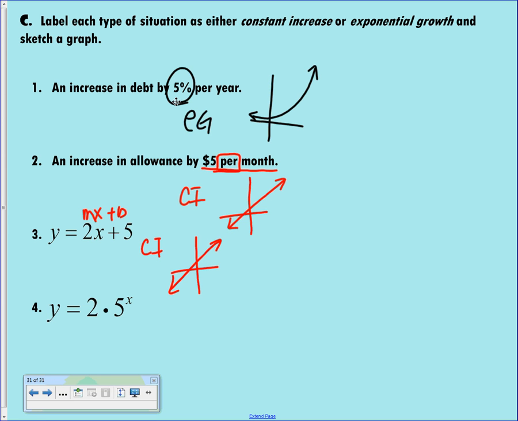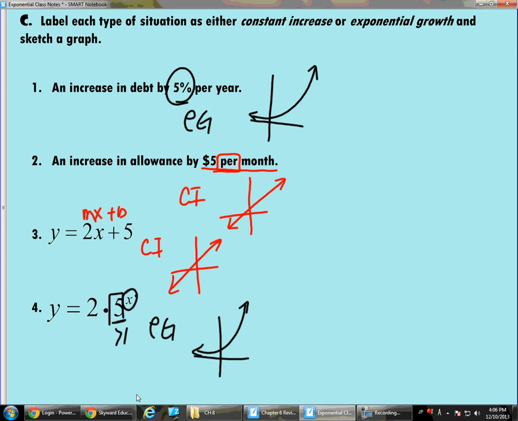My last one, 2 times 5 to the x, because x is up here in the exponent, that is going to be exponential, and it's going to be growth because this number is bigger than 1. So again, I can go ahead and sketch an exponential growth. So today is your 4th day working with exponential, so hopefully it was a good day. Go ahead and do your homework, which is going to be your last worksheet in your homework packet, and I will see you tomorrow.